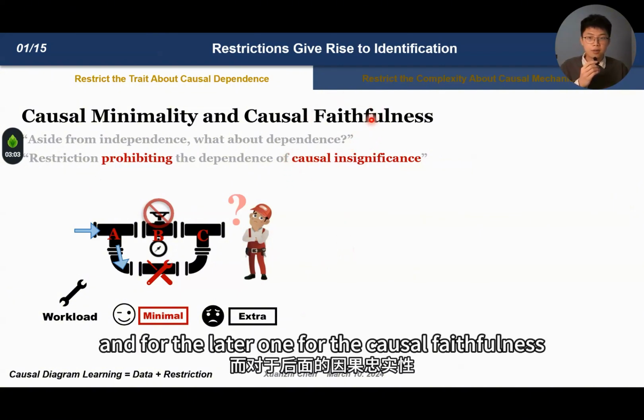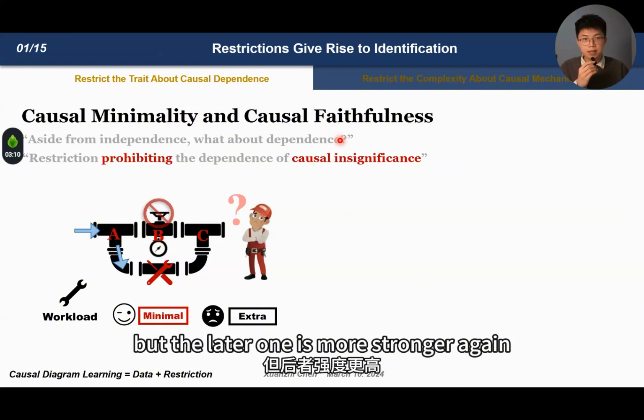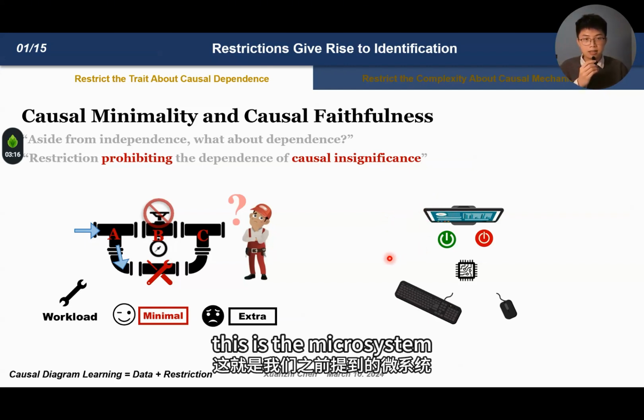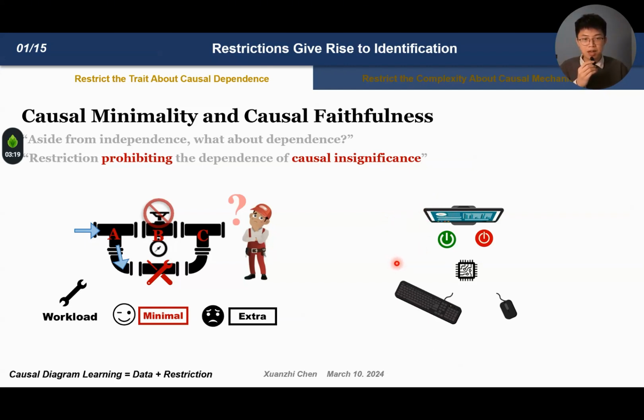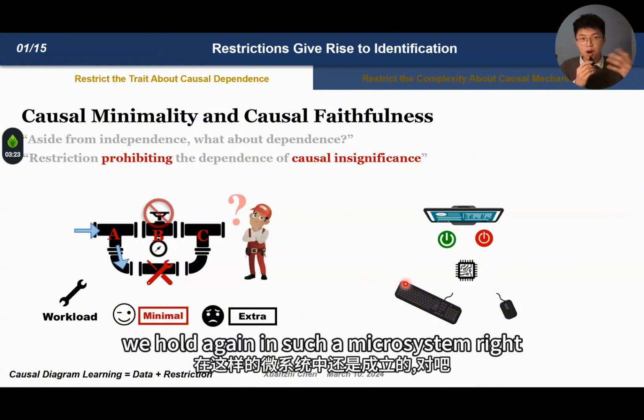And for the latter one, the causal faithfulness, it turns out those two restrictions are basically the same, but the latter one is stronger. Again, let me explain this with an example. Do you remember this? This is the microsystem we talked about in the previous episode. And we say the Markov property holds again in such a microsystem, right?